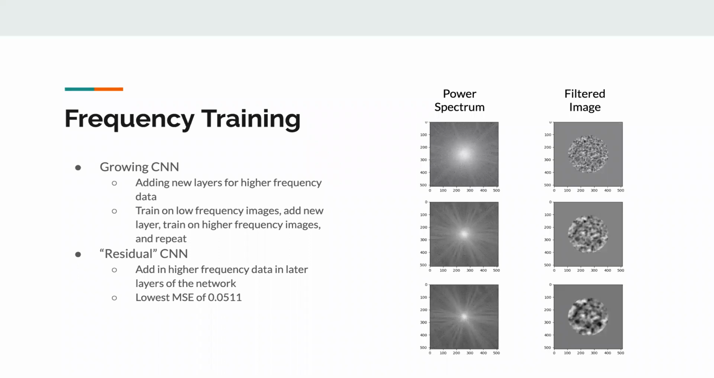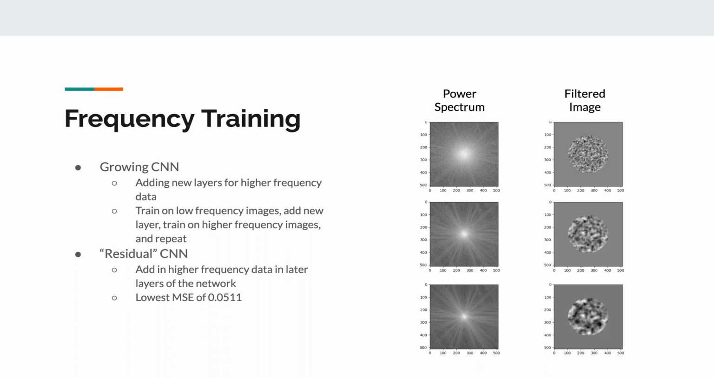This would be done iteratively until the model had been trained on all the filtered images. The reasoning behind this is that the model would first learn the low frequency information and slowly be fine-tuned on the higher and higher frequency information. In practice, however, this did not perform as well as we hoped, in addition to being computationally expensive.